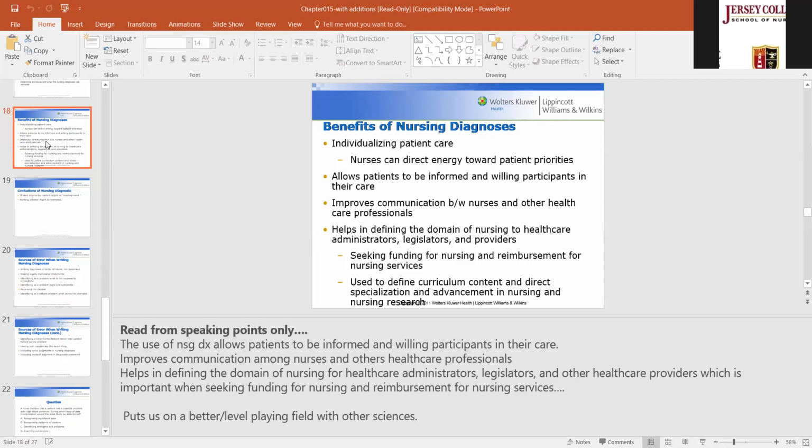It helps define the domain of nursing to the healthcare administrator, legislators, and providers. It helps me get funding for nursing reimbursement and services. And it helps me define the curriculum, the content, and the direct specialization and advancement of nursing and research. So again, improving communication, defining the domain of nursing. This is for reimbursement and funding, and it gives us a better playing field. It makes us more equal with other sciences.